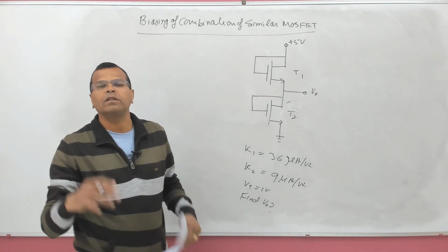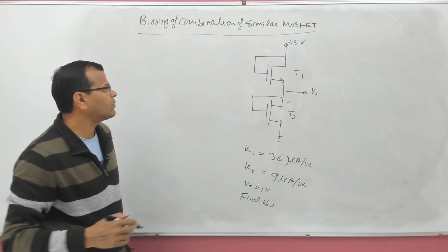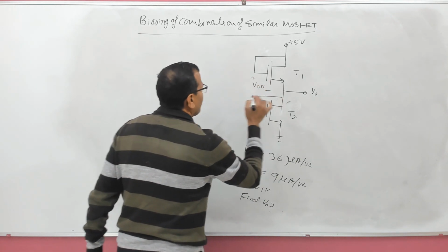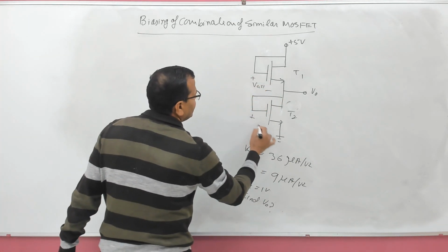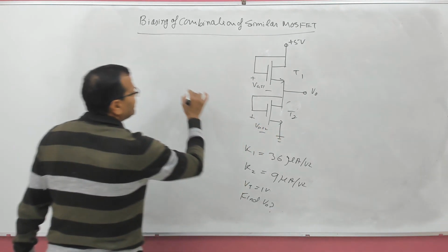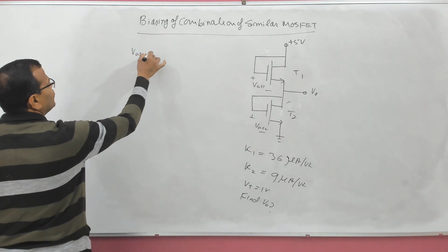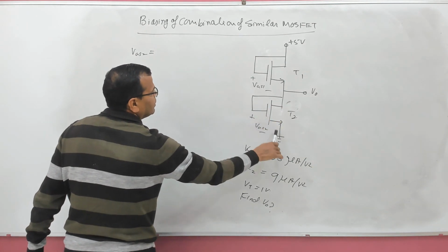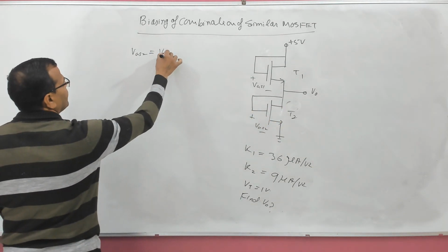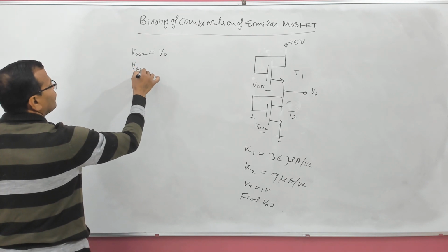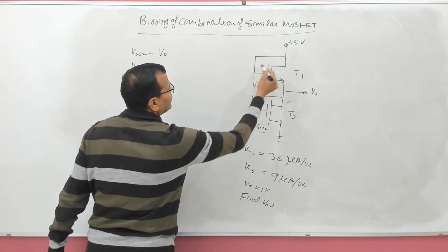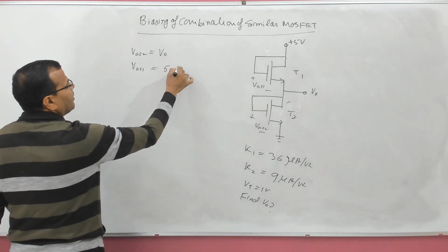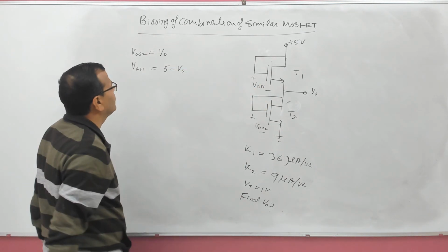So, it is very interesting. What is voltage VGS1 and what is voltage VGS2? Please see carefully. Voltage VGS2 here is the output voltage. This voltage is same as this, so this is V naught. What is voltage VGS1? Please see it carefully. This voltage is 5 volt minus V naught. So, VGS1 is 5 minus V naught.